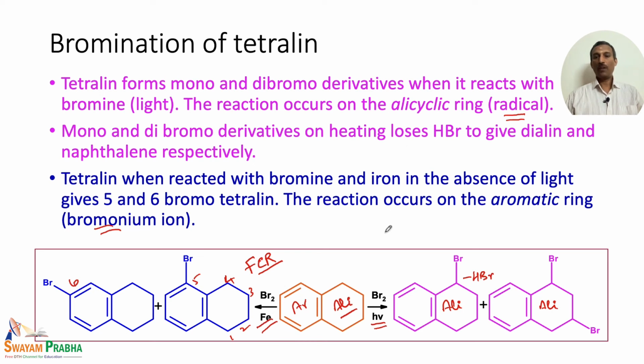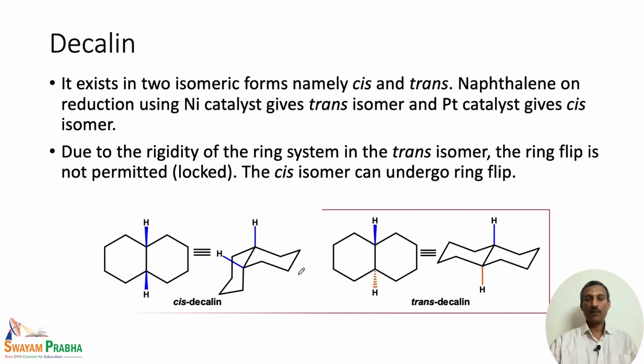So depending on the reaction conditions, we can identify where the reaction proceeds. If it is a radical reaction, the alicyclic ring undergoes bromination. If it is a bromonium ion intermediate, the aromatic ring undergoes the bromination reaction. The next one is the Decalin derivative, which is a completely reduced, completely hydrogenated naphthalene derivative. We have two types of product. One is cis Decalin, another one is trans Decalin.